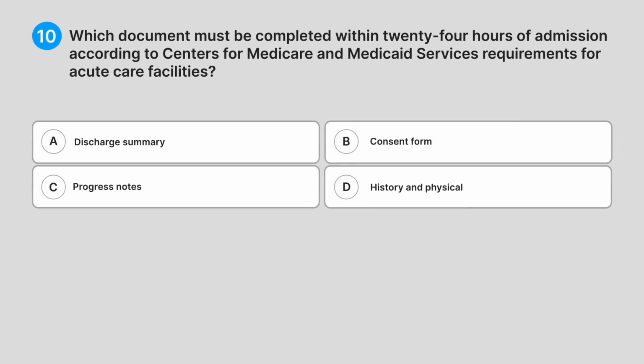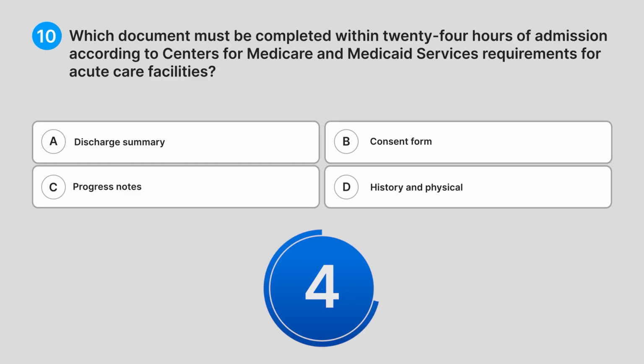10. Which document must be completed within 24 hours of admission, according to Centers for Medicare and Medicaid Services requirements for acute care facilities? A. Discharge summary. B. Consent form. C. Progress notes. D. History and physical. Do you know the answer?